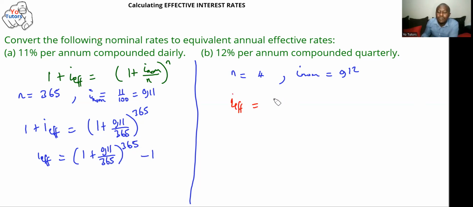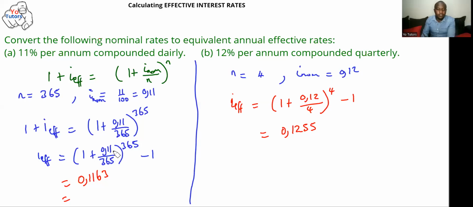It's going to be equal to 1 plus I nominal 0.12 over 4, to the power of 4, minus 1. That's what we need to do here to get our effective rate. So here we get 0.1163, which is 11.63 percent per annum.